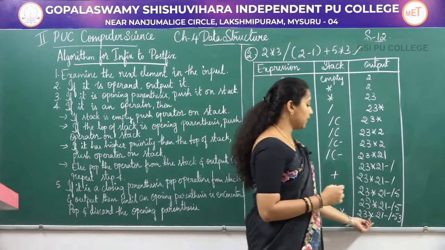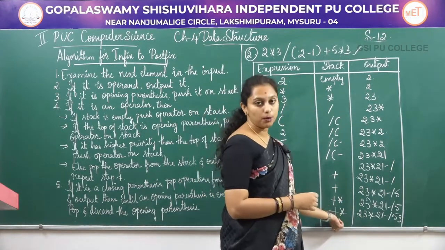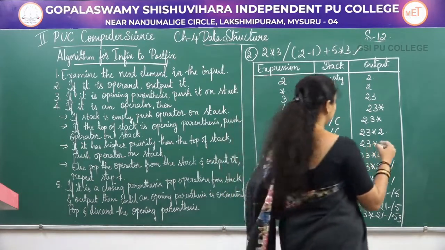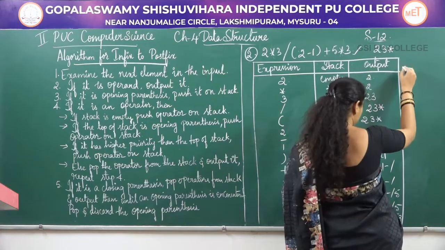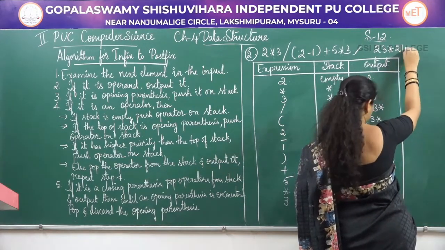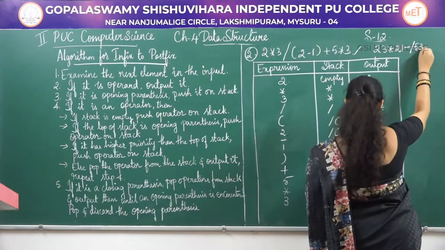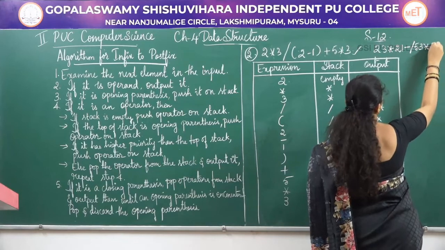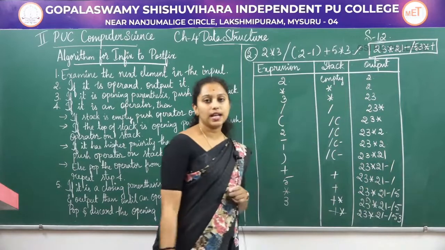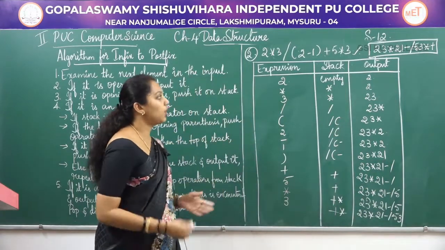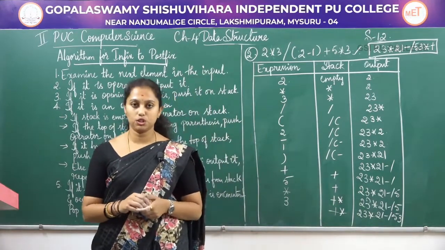Here we don't have any more inputs, so we are going to pop out all the operators from the stack. The output will be 2, 3, multiplication symbol, 2, 1, minus, division symbol, 5, 3, star, plus. This will be the output of this infix expression. This is how we are going to convert from infix expression to postfix expression.